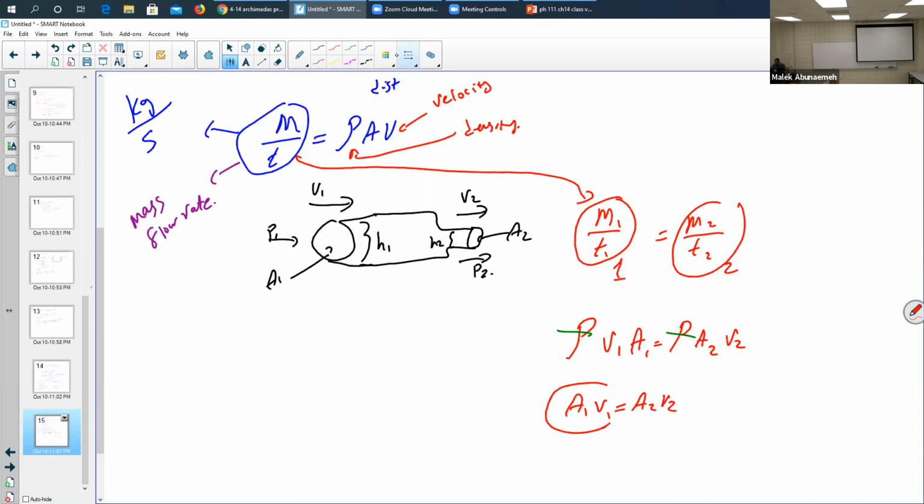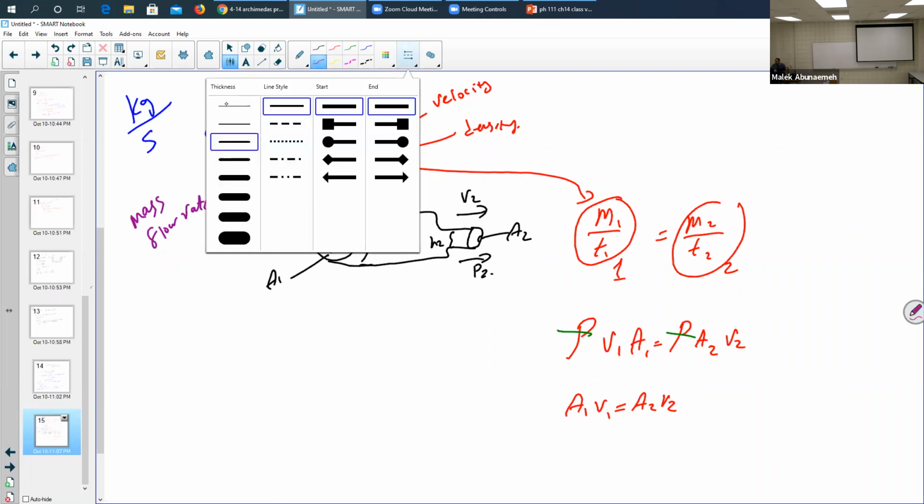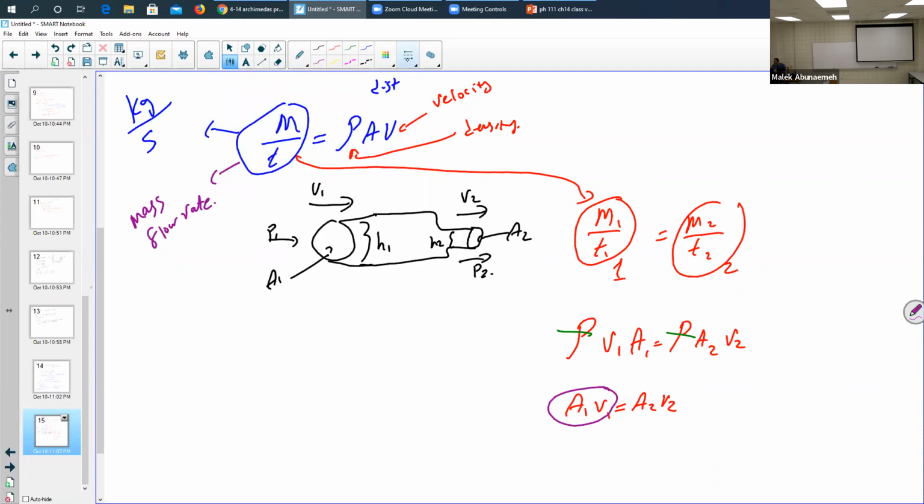Now your A1 V1, actually let me get a different color. That's going to be your volume flow rate, which we give the letter Q, which is how many meters cubed per second. So basically what we're saying is Q1 is going to equal Q2.